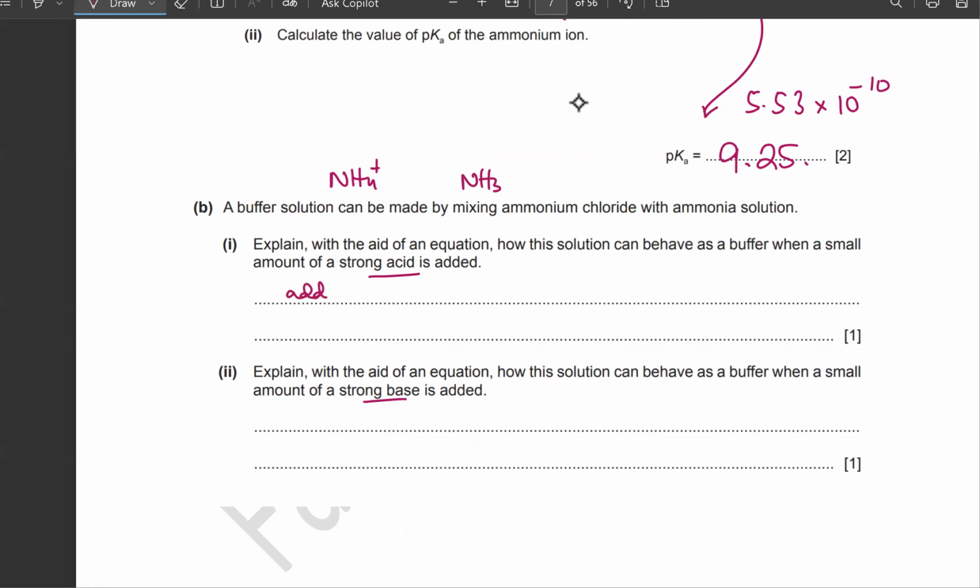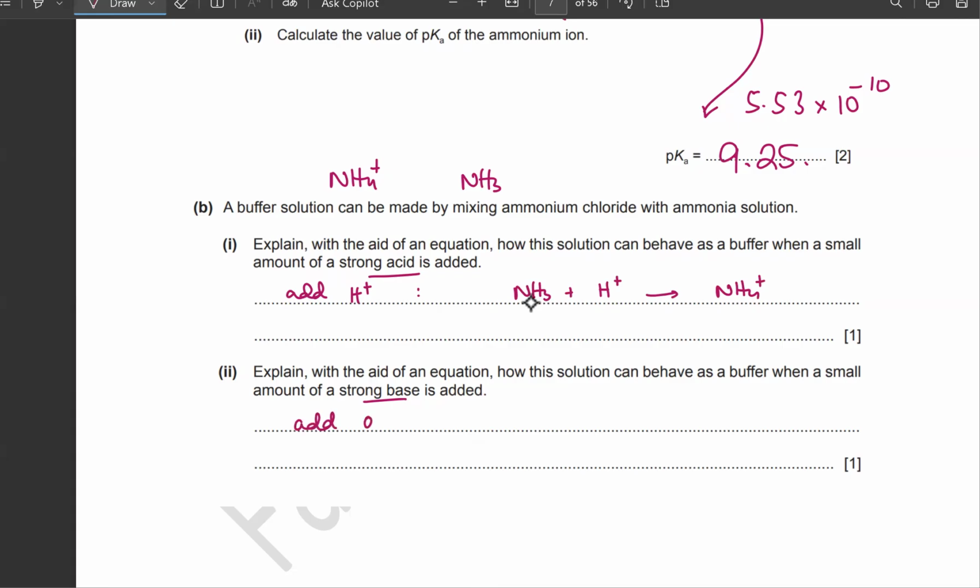So if I add a strong acid, I add H plus 1 ions. Who's going to react with the H plus 1 ions? Who's going to neutralize them? It's NH3. It's the conjugate base that's going to grab hold of the H plus 1 ions and turn it into NH4 plus 1. So the H plus 1 ions are going to get neutralized.